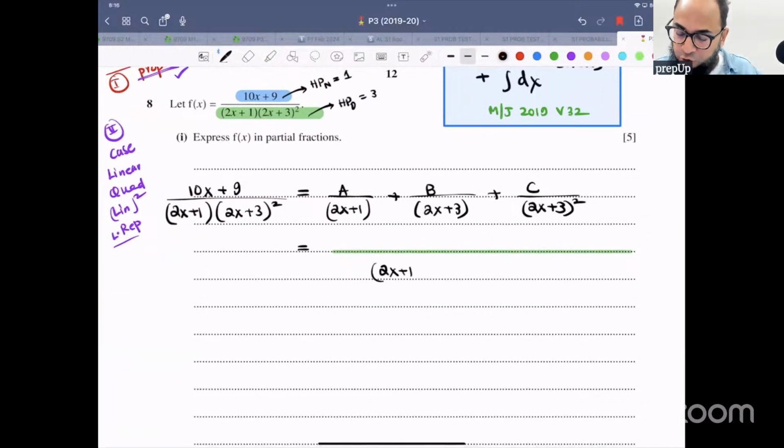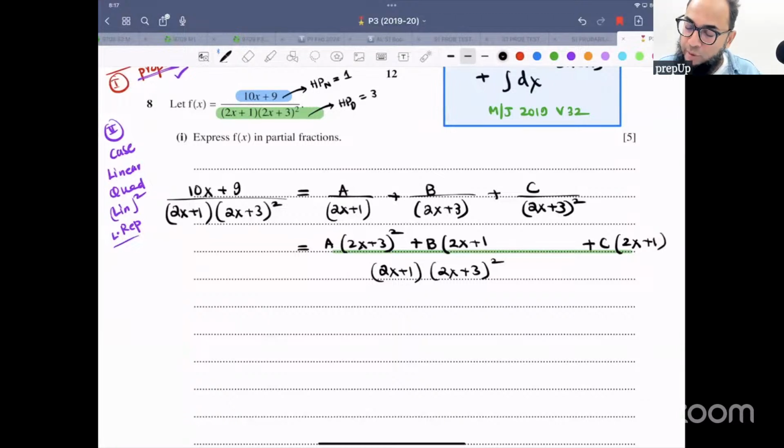This is 2x plus 1 and this is 2x plus 3 whole square. Now this A multiplies with 2x plus 3 whole square. This C multiplies with 2x plus 1. This B over here multiplies with 2x plus 1 as well as 2x plus 3. That is the thing that needs to be done.